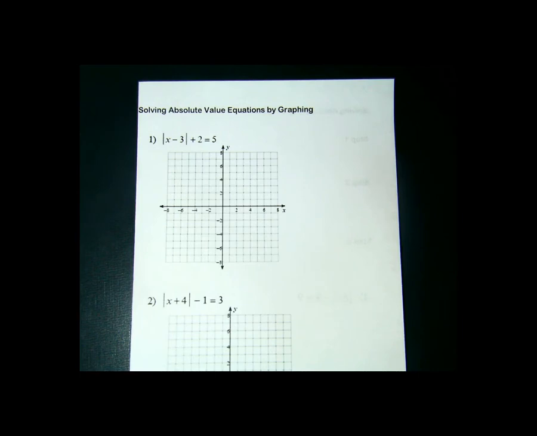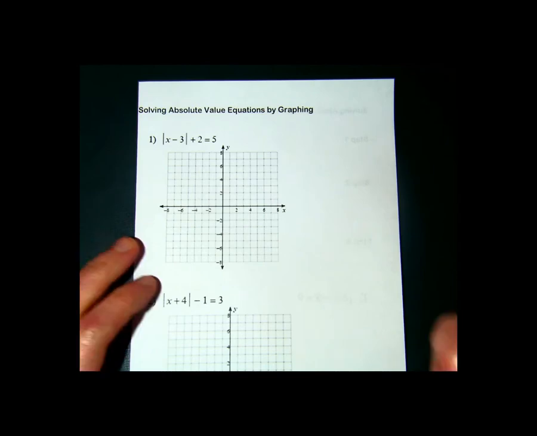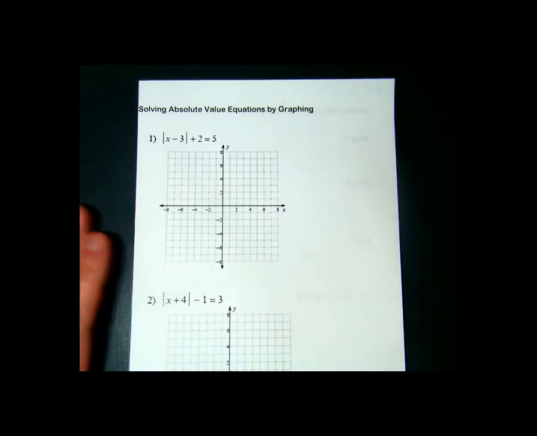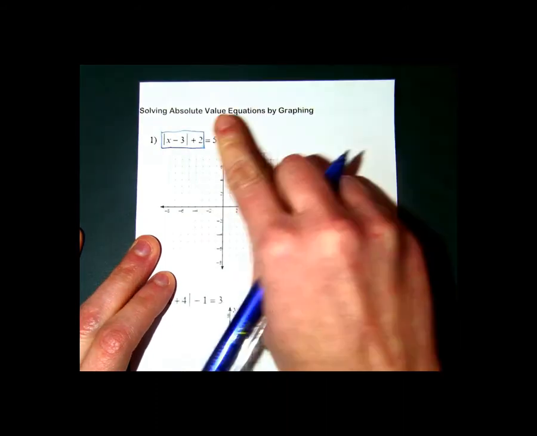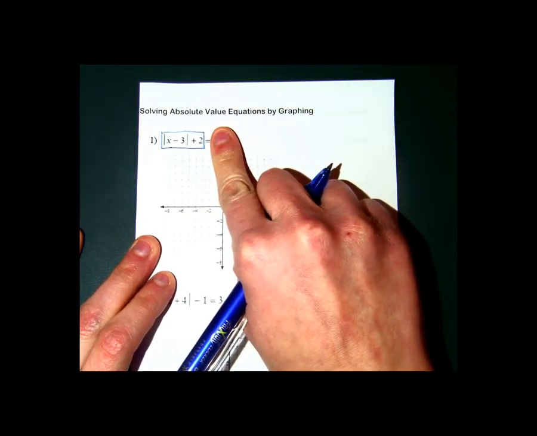Number 1 and 2 talk about solving absolute value equations by graphing. You are used to graphing them. We have done that before. It's been a little while, so this might be a little bit of a refresher. But to solve absolute value equations by graphing, we're actually going to graph the left side first. We don't even care about this part. And to do that, we actually need the vertex.